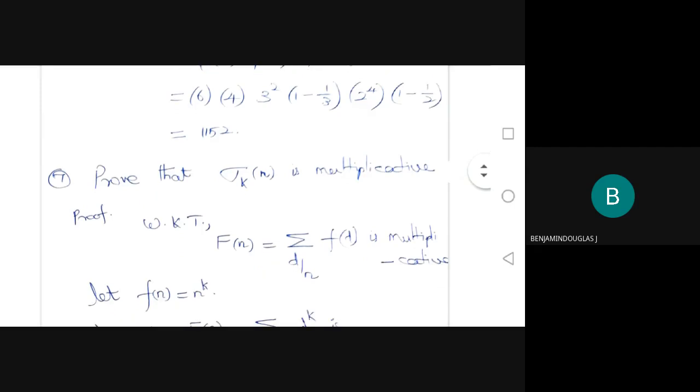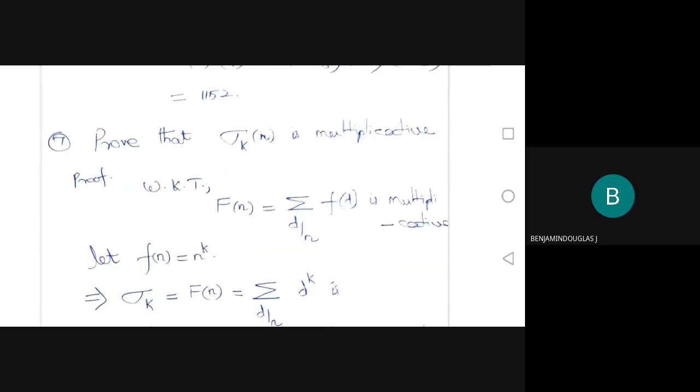Then prove that sigma k of n is multiplicative. Now we know the definition. Capital F of n is defined as the summation over d dividing n of f of d. So capital F of n is multiplicative since lowercase f is multiplicative. Here, sigma suffix k of n means the function f of n is equal to n to the power k. So let f of n equal n to the power k.